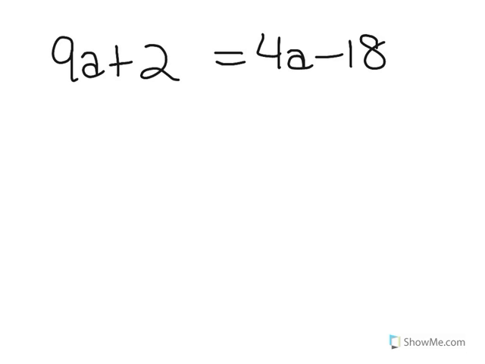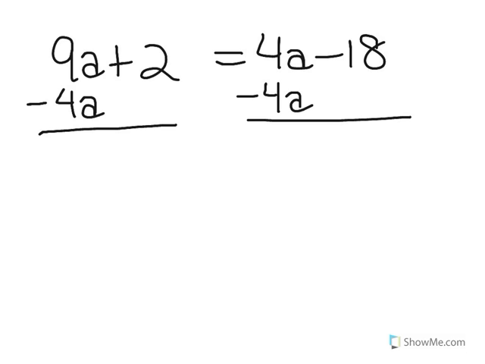Which side has more A's? Well, the left side does. It has 9. The right side only has 4. 9 is bigger than 4. So, let's get rid of the A's that are on the right this time. So we'll subtract 4A from the right. And of course, if we do that to one side, we have to do it to the other side.